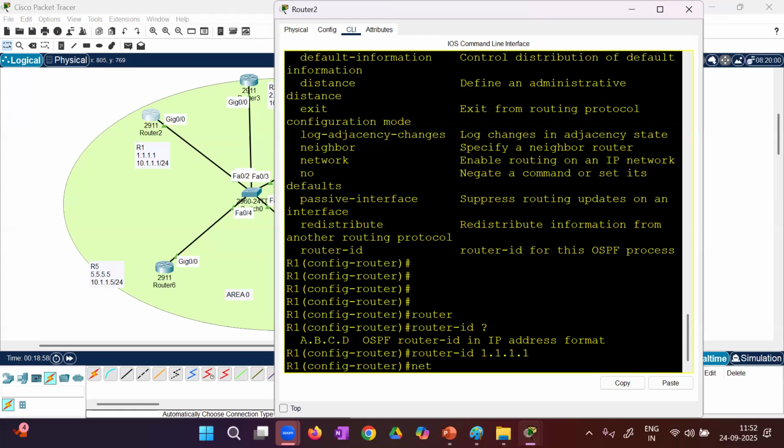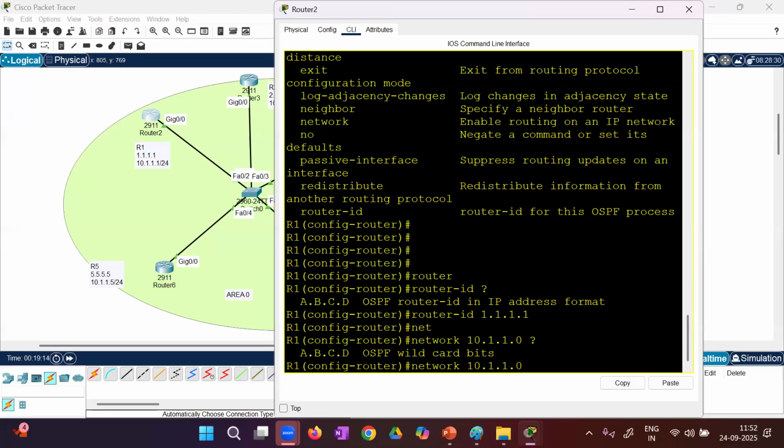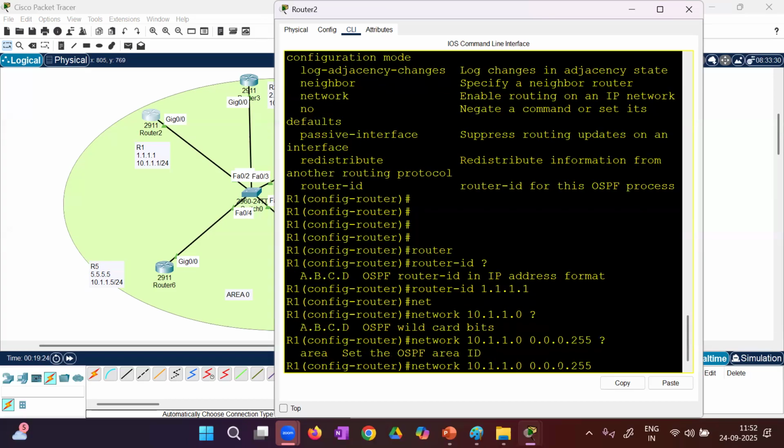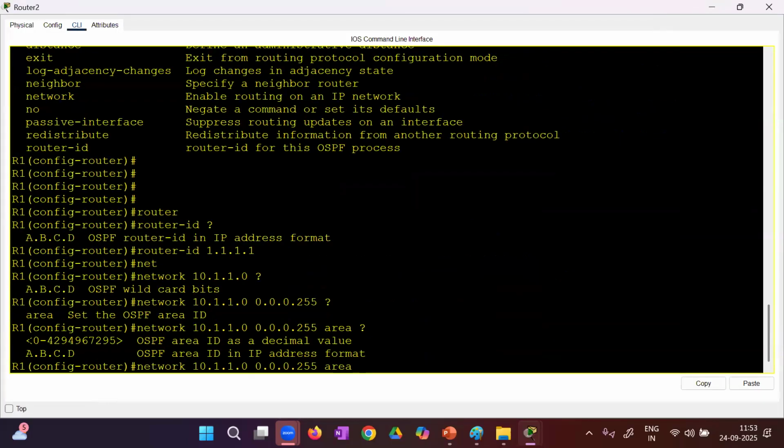Next, we have to write the network. All these routers are part of a common network, that is the 10.1.1.0 network. I am writing the network address, 10.1.1.0. Then give a question mark. It says we have to write wildcard bits, that is 0.0.0.255. Then again give a question mark. It says we have to write the area. Give a question mark again and see the range of the area.